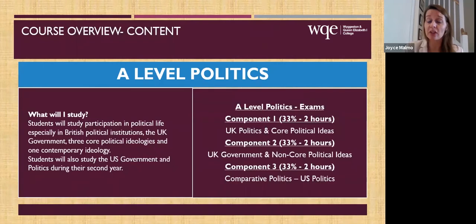So the A-level politics is a 2-year course, and at the end of the 2 years, you've got 3 exams. Now, the way it's set up is that in the first year, you start with UK politics, and we start with some really basic things. So we start with key concepts such as democracy. We talk about what's a referendum.